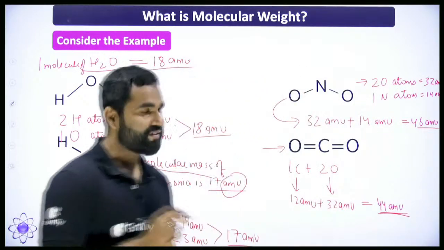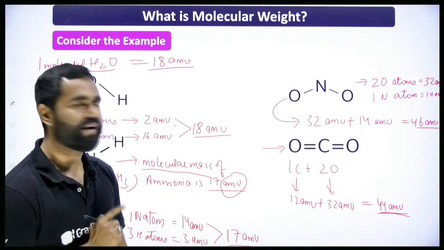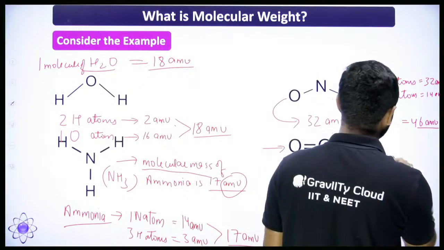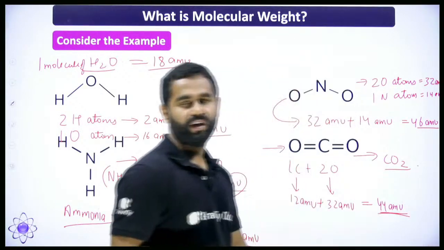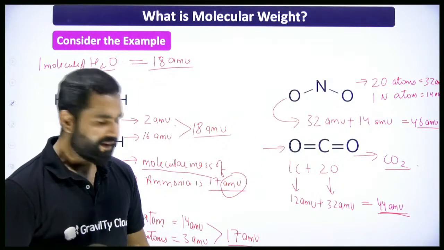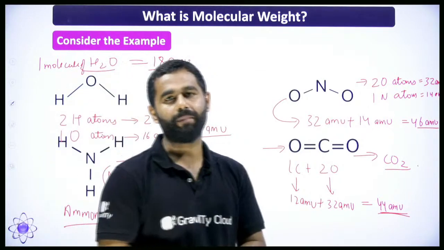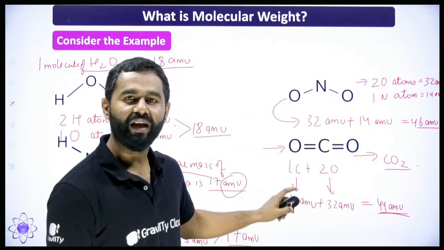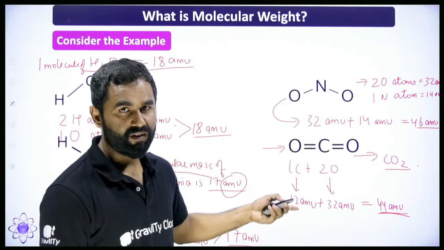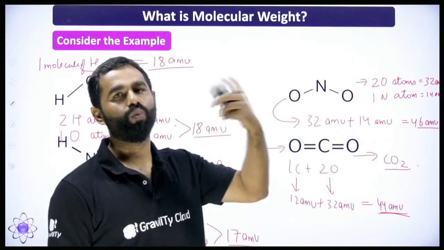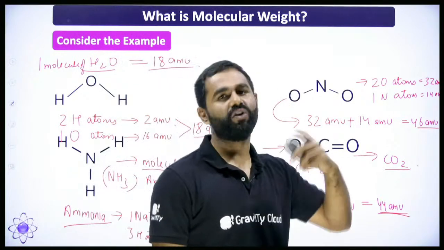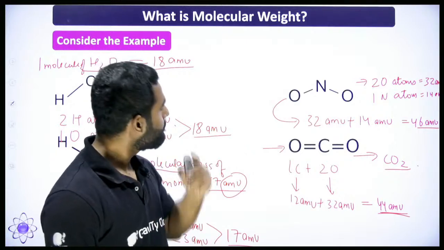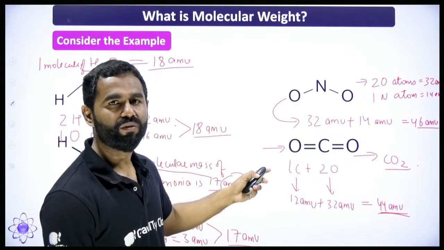So 44 amu is the mass of one molecule of carbon dioxide, right? One molecule of carbon dioxide has mass equal to 44 amu. Simple. Now just like in the case of atoms, one atom of oxygen has mass, let's say, 16 amu. Then 2 atoms, 16 into 2. 3 atoms, 16 into 3. 4 atoms, 16 into 4. Right? Same thing happens with the molecules.